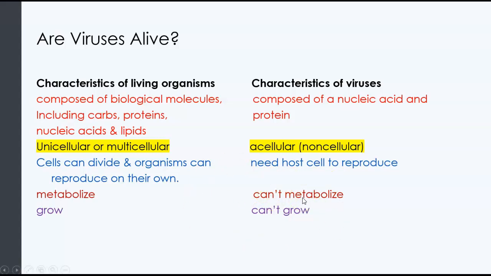Don't take that the wrong way. Their nucleic acid core can mutate, and that means that the characteristics of the virus will change. But what I mean is viruses can't carry out chemical reactions. They can't carry out, for example, photosynthesis or cellular respiration, or the reactions that break down food molecules, or the reactions that build molecules like hormones and structural proteins and that kind of thing. Living organisms also grow and viruses cannot.